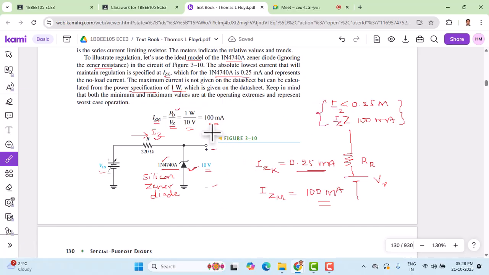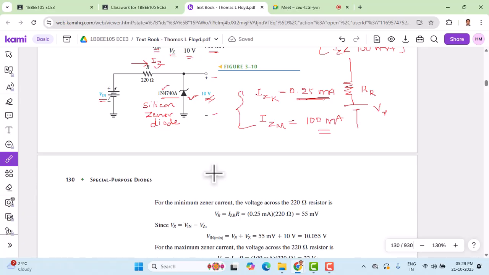All right. So we estimated for the commercial Zener diode 1N4740A, the minimum Zener current is 0.25 milliampere, and the maximum Zener current we have estimated to be 100 milliampere. So the conclusion here is, as long as the current through the Zener diode remains within this range between 0.25 and 100 milliampere, the 1N4740A provides 10 volts as a constant or stable voltage at the output.